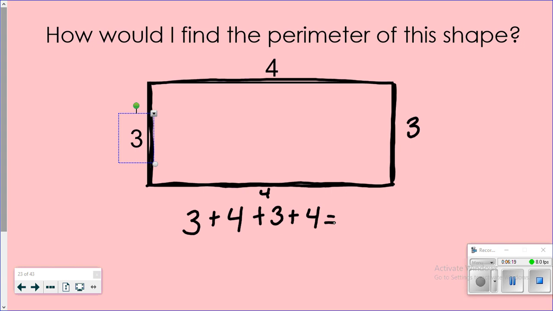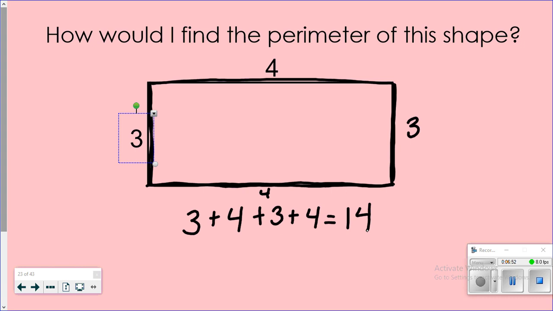Bryce, what'd you get? 14. Give me a 2 signal if you also got 14. Now, unlike area, I am not squaring my units. It's just going to be 14 units. Does that make sense? Area, I square it because some of them get double counted because I use multiplication. With perimeter, I'm just counting the outside. Okay, so far so good?